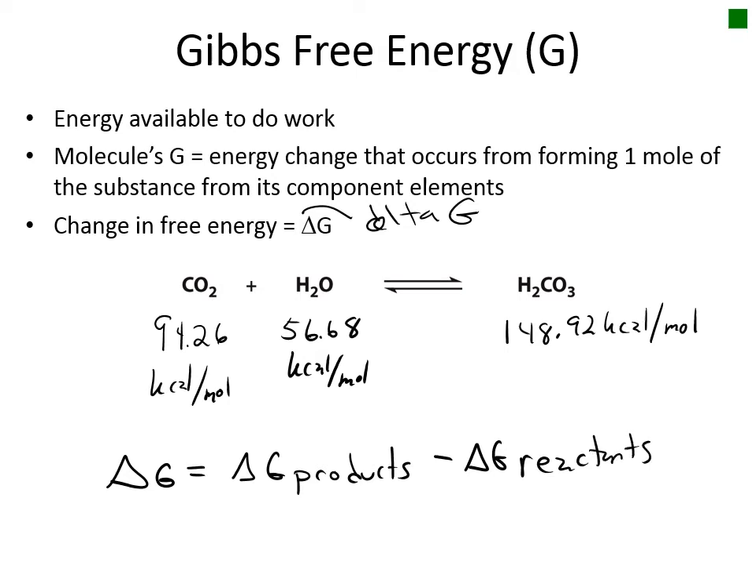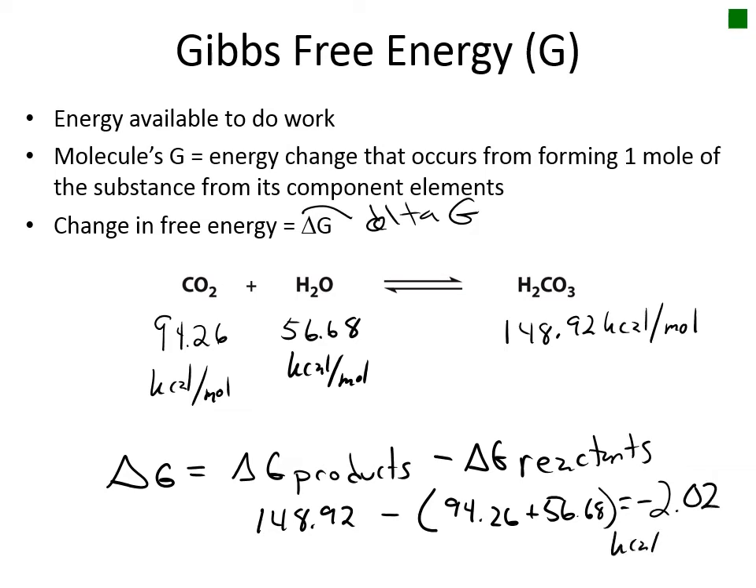So for this chemical equation, it would be 148.92 minus the sum of the free energies of the reactants, which is equivalent to negative 2.02 kilocalories per mole. A negative sign means that energy was released from the system because there was more energy present in the reactants than in the products. This energy must be released because energy cannot be lost based on the first law of thermodynamics.